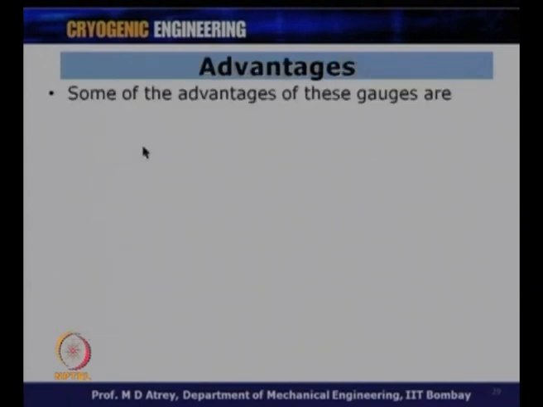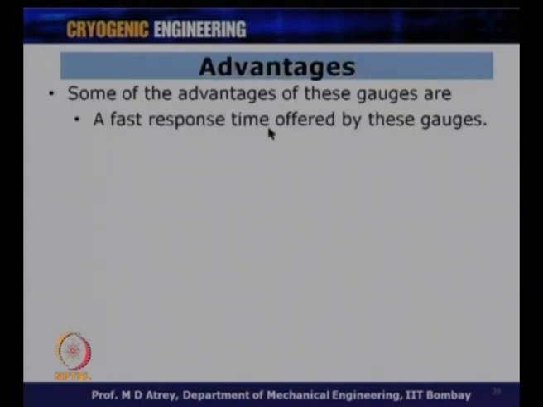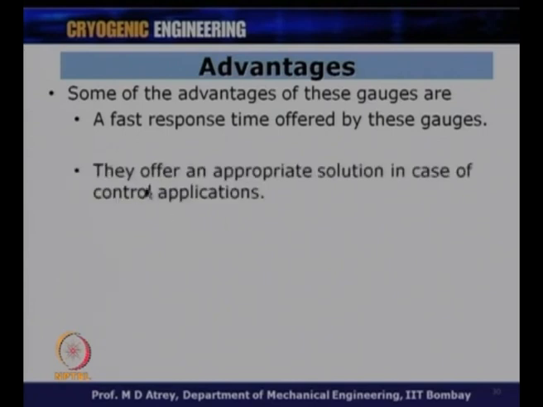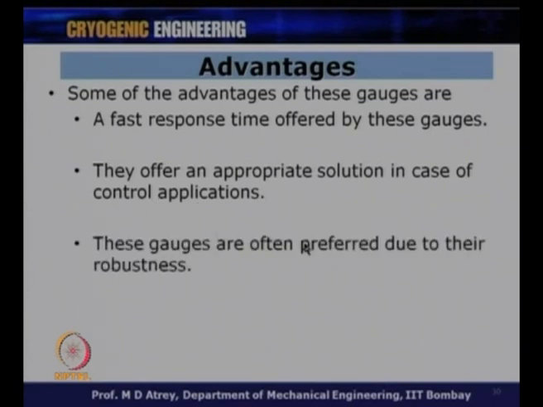The advantages of these gauges are the fast response time offered by these gauges. They offer an appropriate solution in case of control applications. Because there is a fast response, you can take corrective action immediately looking at these gauges, and therefore, they are always used in some control applications. These gauges are often preferred due to their robustness. They are low cost devices also as compared to other gauges.